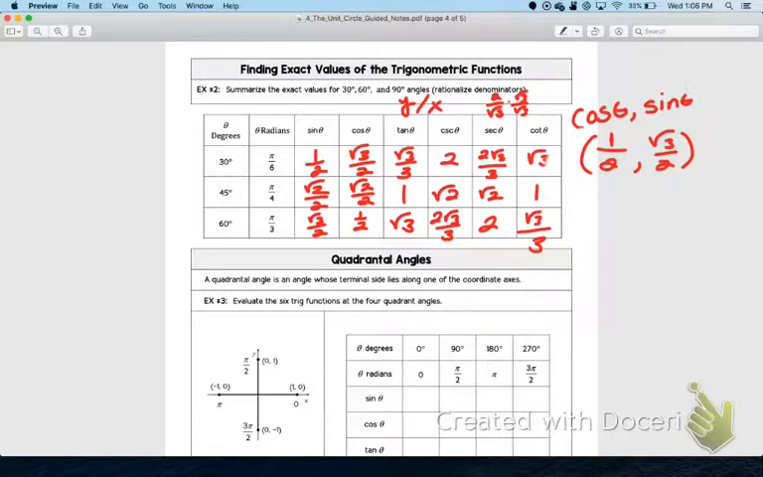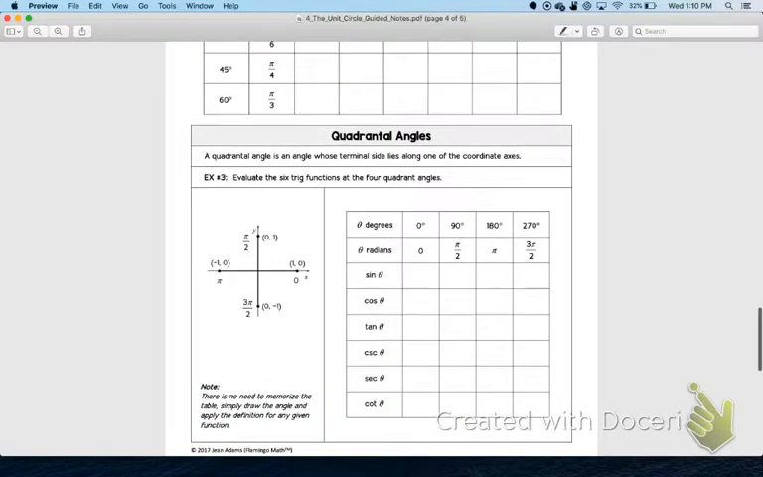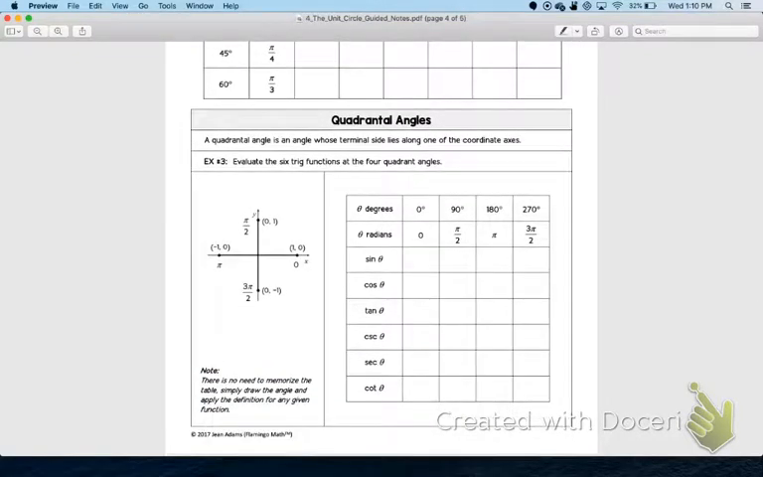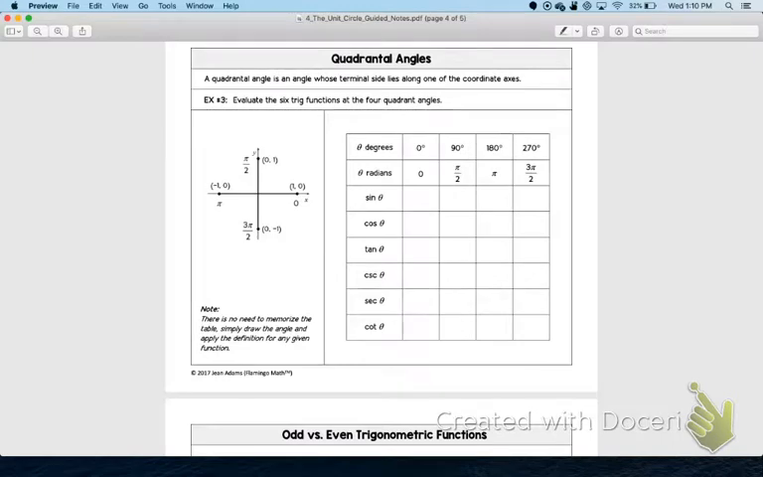Okay, so now let's go ahead and talk about quadrantal. Yes, quadrantal, funny word. The angles that fall on the actual axes. So a quadrantal angle is an angle whose terminal side lies along one of the coordinate axes. So evaluate the 6 trig functions at the 4 quadrant angles. Okay, so sine of theta at 0 degrees, which is going to put us right here at this ordered pair. Remember, sine is your y, so that's 0.